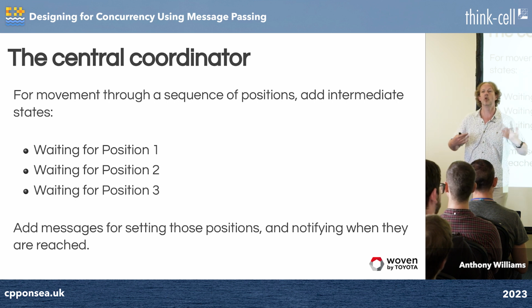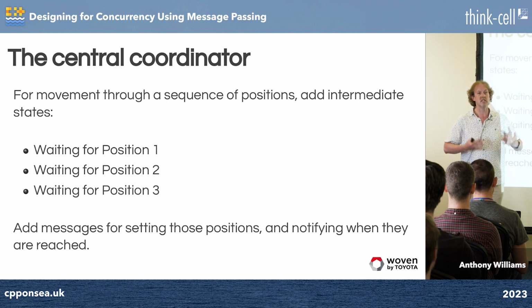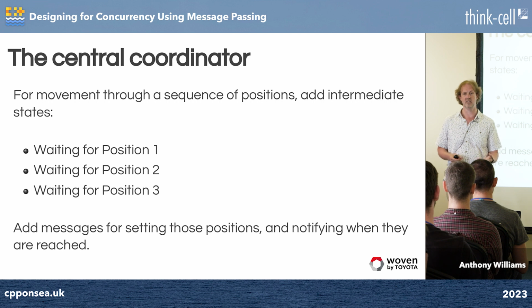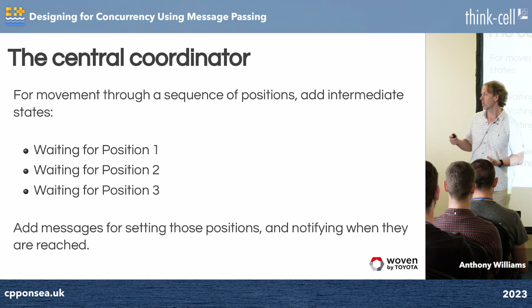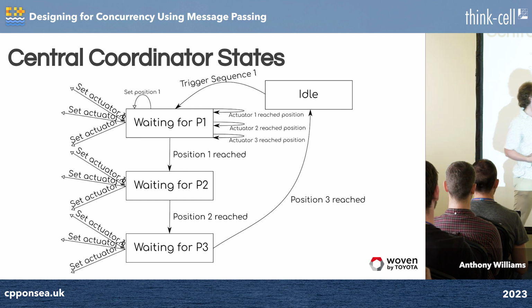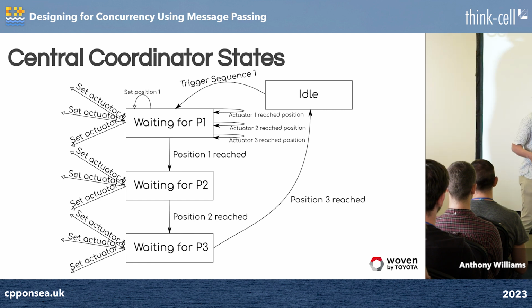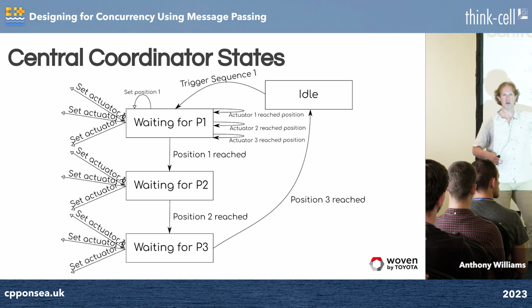Now this obviously is getting more complicated. We're building up a state machine, the different states that we're trying to be in. But we have send messages to help facilitate this. And so you end up with a more complex state machine. We're waiting for position 1, which means that we've talked to all the individual actuators and we're waiting for them to reach the desired position for position 1. And when we've got there, we can send the position 1 reached message, which then moves us to waiting for position 2. I haven't duplicated the actuator messages to go with that, but there will be some.